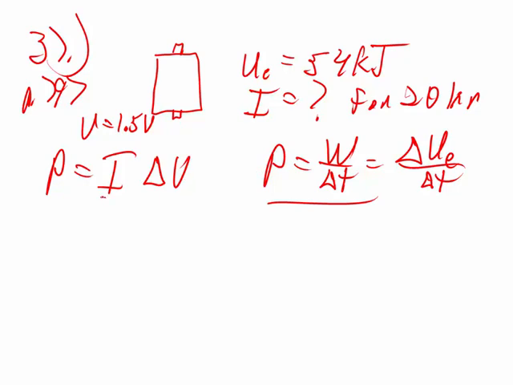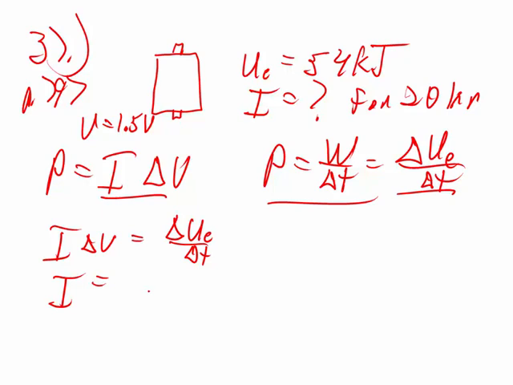This is power and that's power, so set them equal to each other. Current times change in voltage is equal to the change in electric potential energy divided by the change in time. And so the current would be equal to the electric potential energy divided by the change in time times the change in voltage. Yes, that is exactly right.